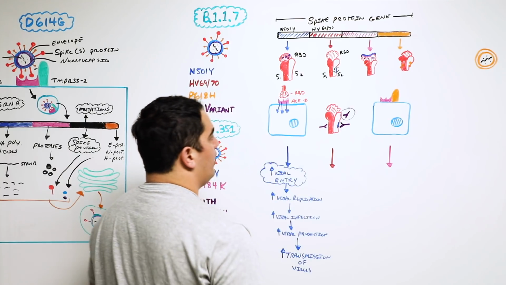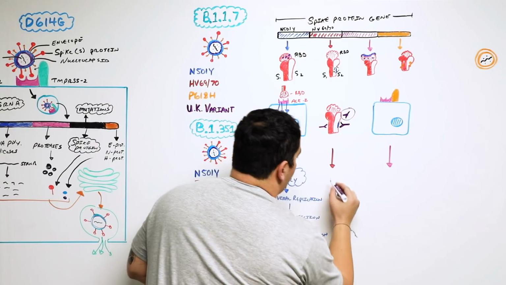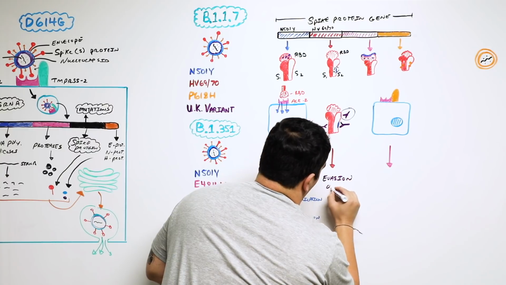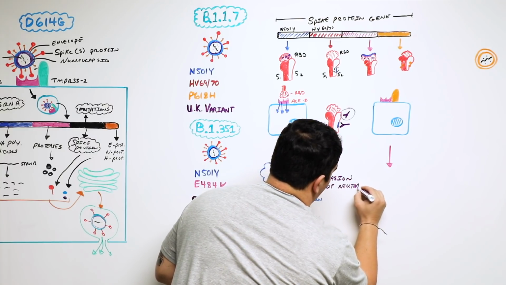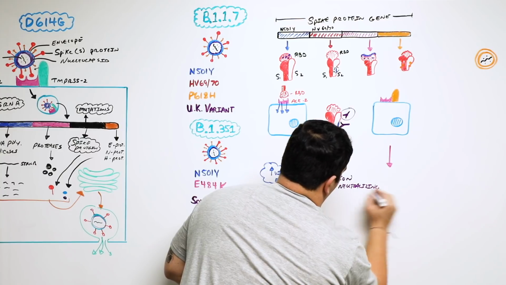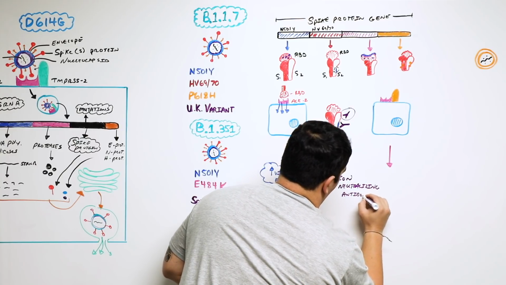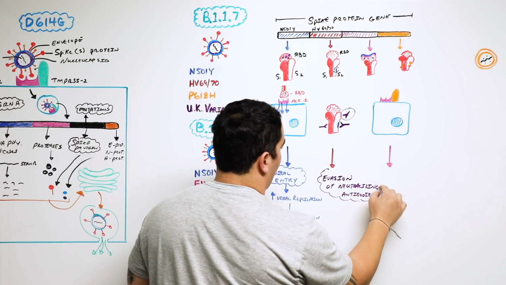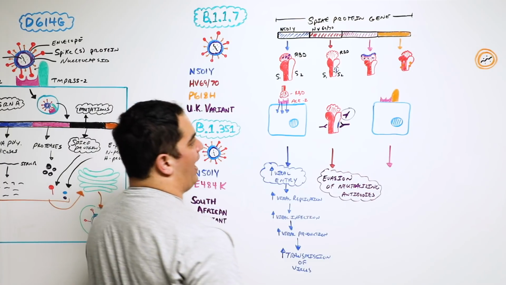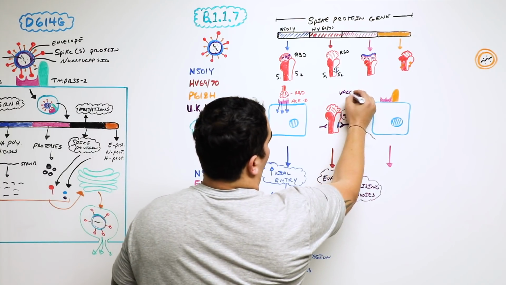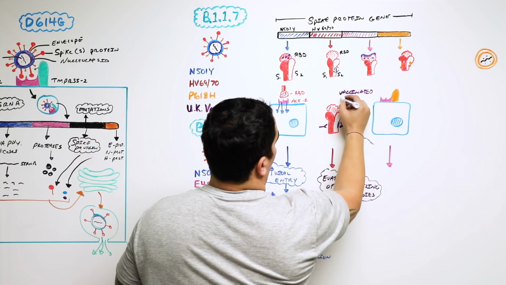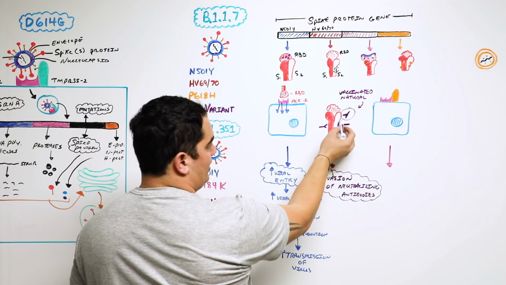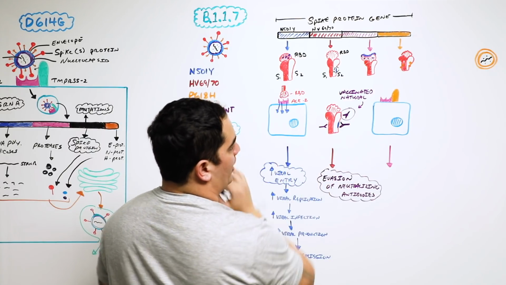So what is the concern with this? The concern with this deletion is that this may lead to evasion of neutralizing antibodies. And here's the thing though, let's say that you do evade. Let's say that in this person who has been vaccinated or has natural immunity, you generated these antibodies that are going to be directed against this S protein, and it's a small change from the original.